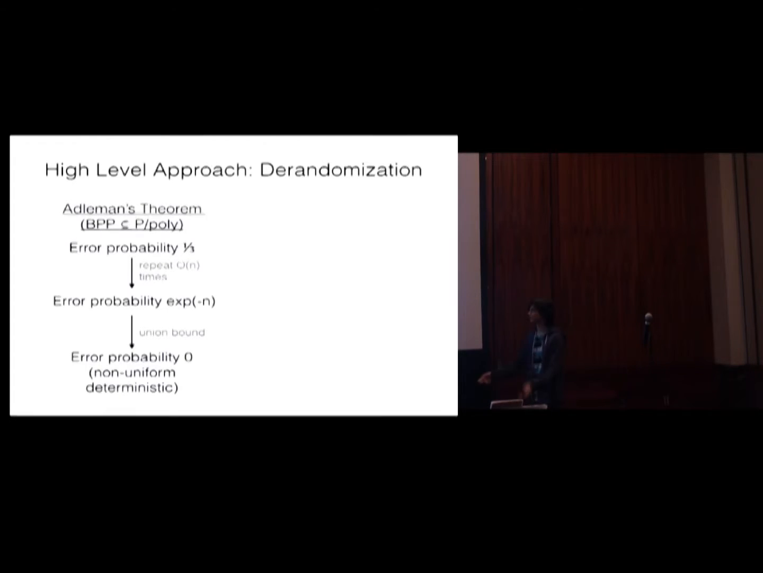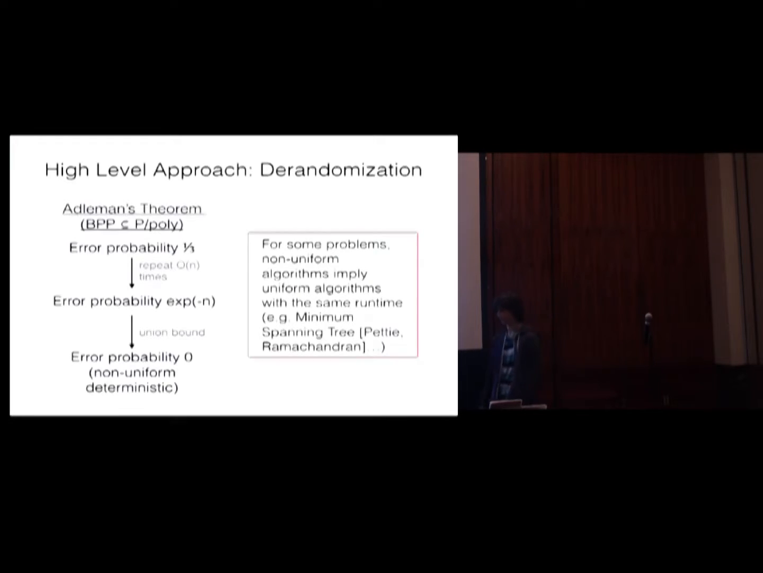Now there are a few weaknesses about Adelman's theorem. The obvious one is that it gives us non-uniform algorithms. But sometimes in algorithms, that's fine. There are some problems where a non-uniform algorithm may imply a uniform algorithm. Minimum spanning tree is one of them, which is also interesting because our best randomized algorithm is faster than our best known deterministic algorithm.